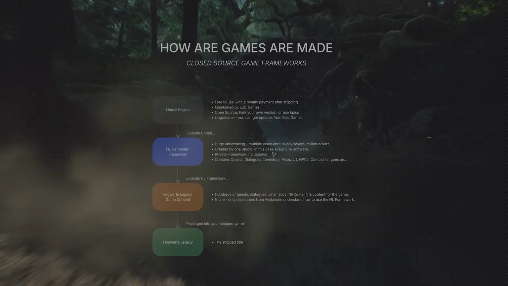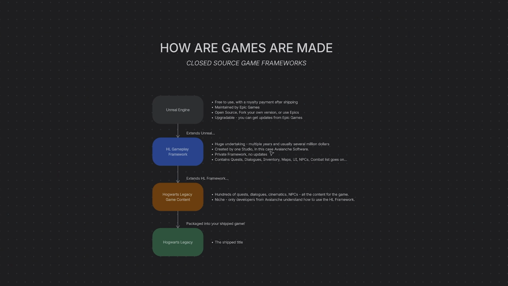So a studio, in this case Avalanche Software, will select a game engine to use, in this case Unreal Engine. But you don't just build a game on Unreal Engine. That's a little bit of a misconception, because what is Hogwarts Legacy, right? It's hundreds of quests and dialogues and cinematics and NPCs. You can't make your quests until you have a quest system. You can't make your dialogues until you have a dialogue system. You can't make items until you have an inventory system.